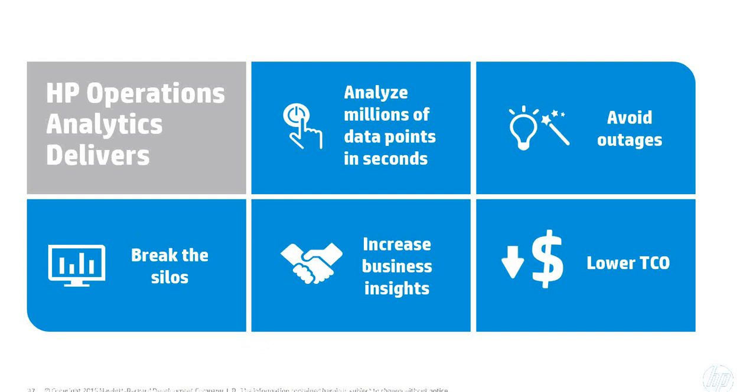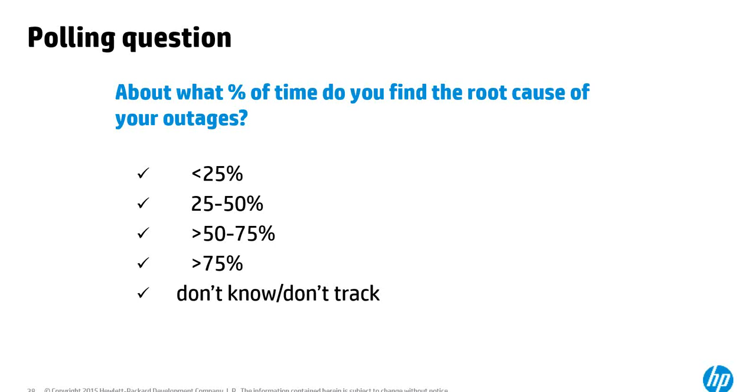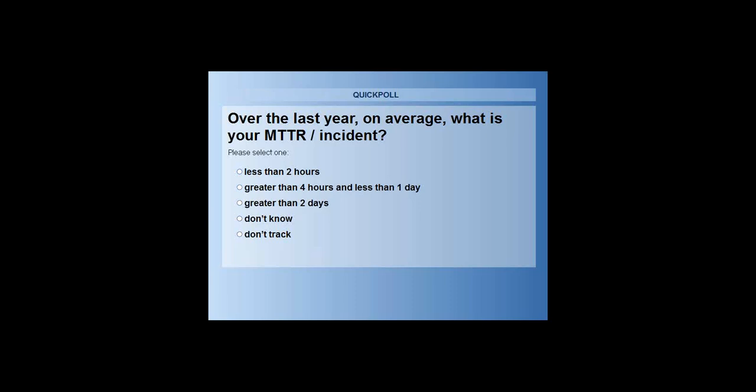And now let's move into the next polling slide and polling question. So with this polling question, it was the one that I had mentioned before, which is, over the last year, on average, what is your MTTR per incident? We would want to get some understanding of how much time you are spending and what is a typical MTTR in your environment. So the options are less than 2 hours, greater than 4 hours and less than 1 day, that's the second option, greater than 2 days, and then if you don't know or don't track are the other options.